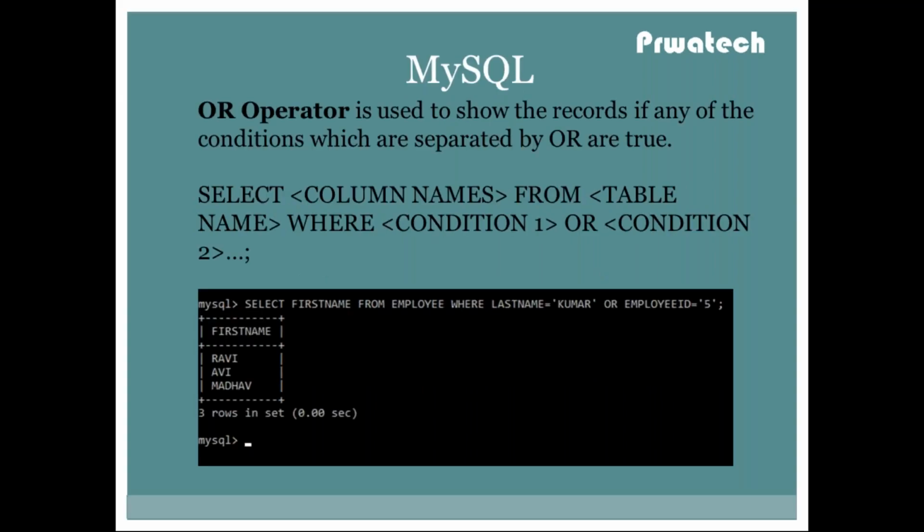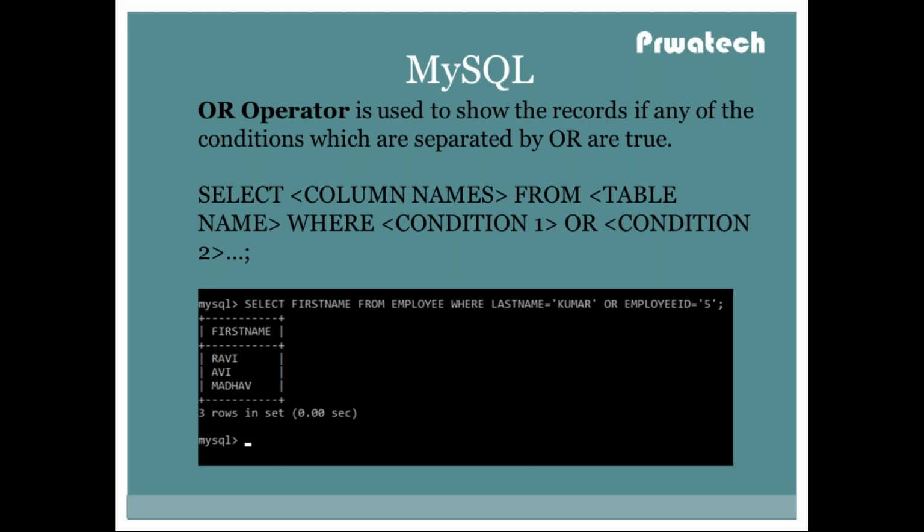Now let's move on to the OR operator. The OR operator is used to show the records if any of the conditions which are separated by the OR keyword are true. The syntax for the same is SELECT column names FROM the table name WHERE condition 1 OR condition 2 OR as many conditions as we need to put, followed by a semicolon, and then hit the enter button.